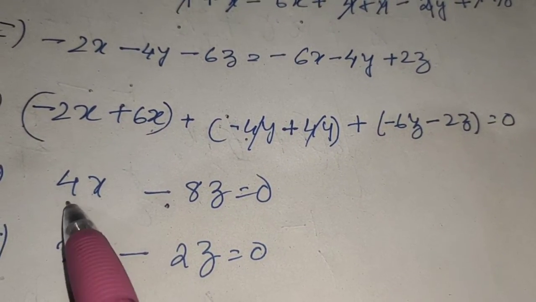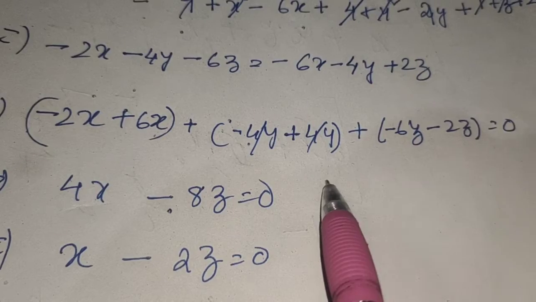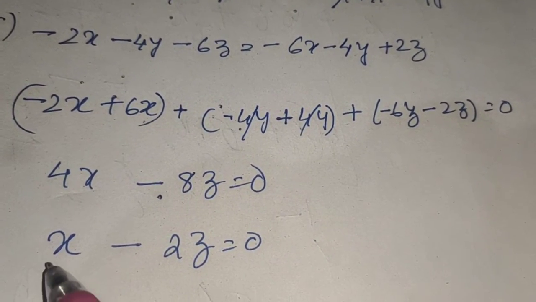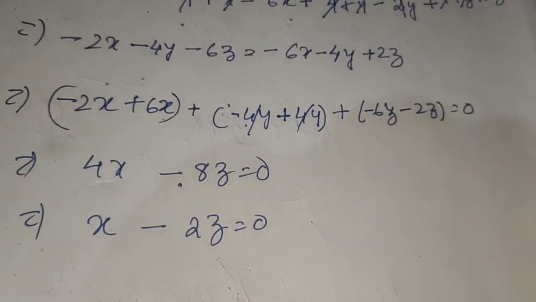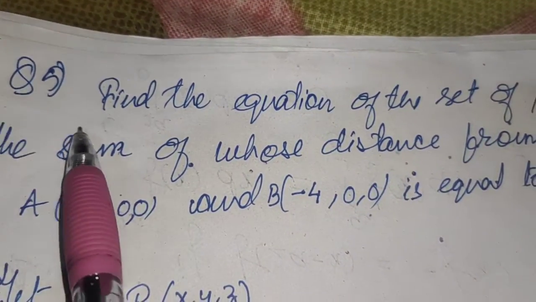So ultimately if we take 4 common from both the sides and cancel, then 4X minus twice Z equals 0. This is the required equation. Let us discuss question number 5.